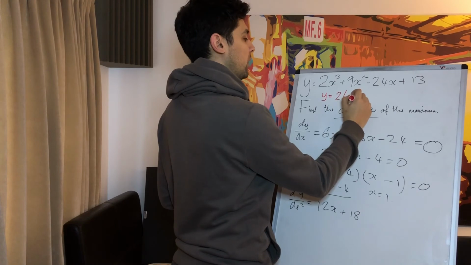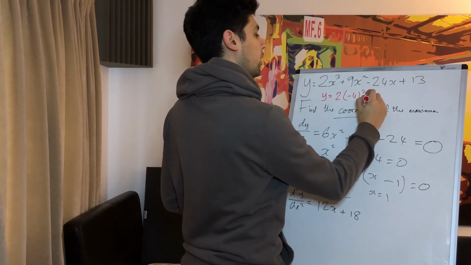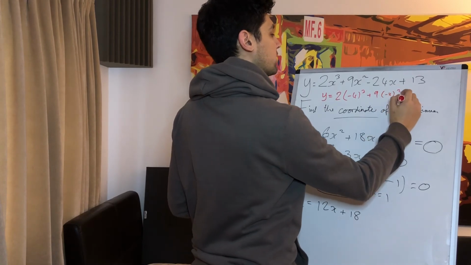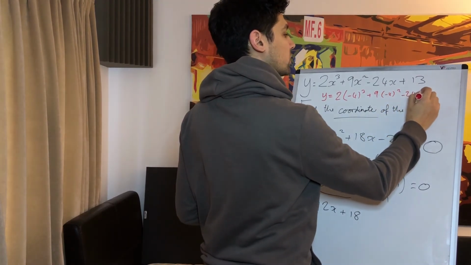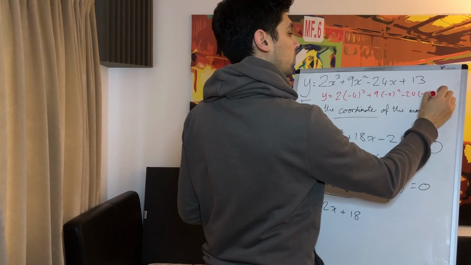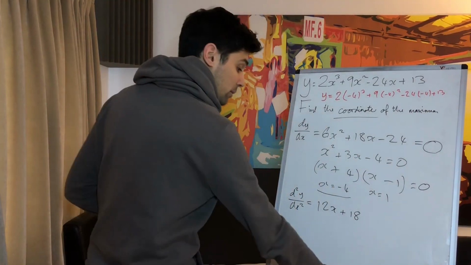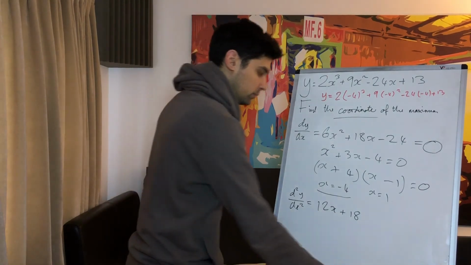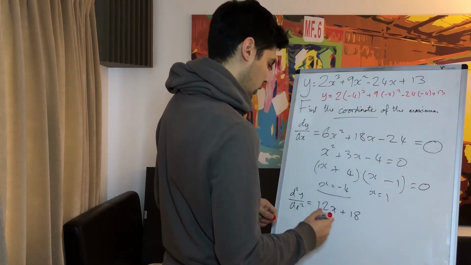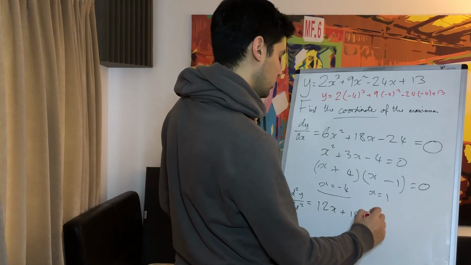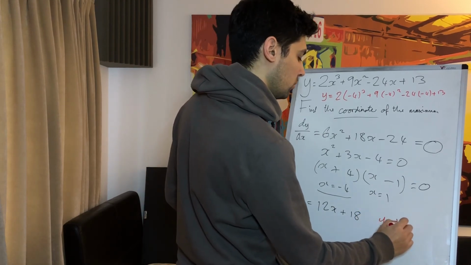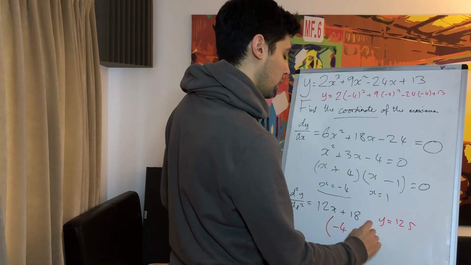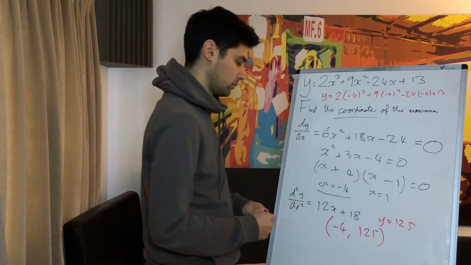We just write in minus 4 cubed plus 9 times minus 4 squared minus 24 times minus 4 plus 13. And I'm not going to attempt to do that in my head. I'm going to grab my calculator. 125. So we'll just write it down here. So the final answer would be minus 4, 125. That's how you do it.